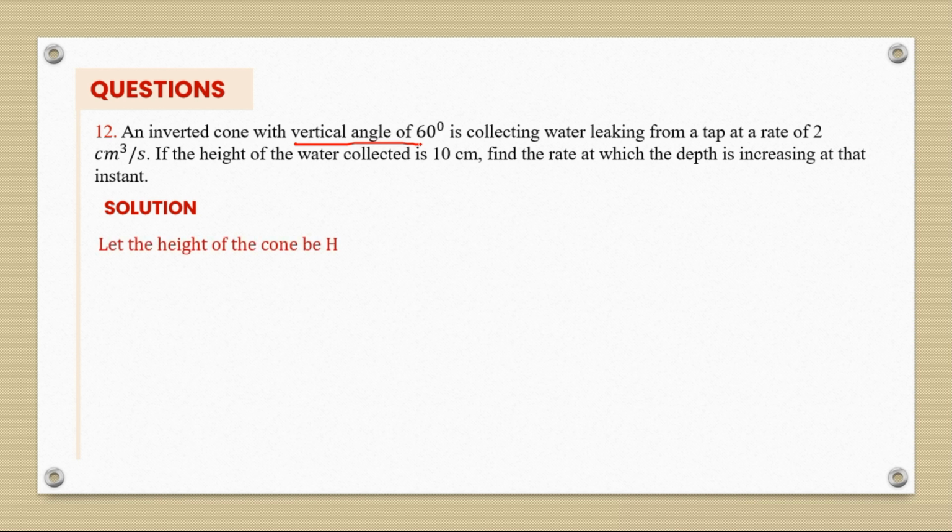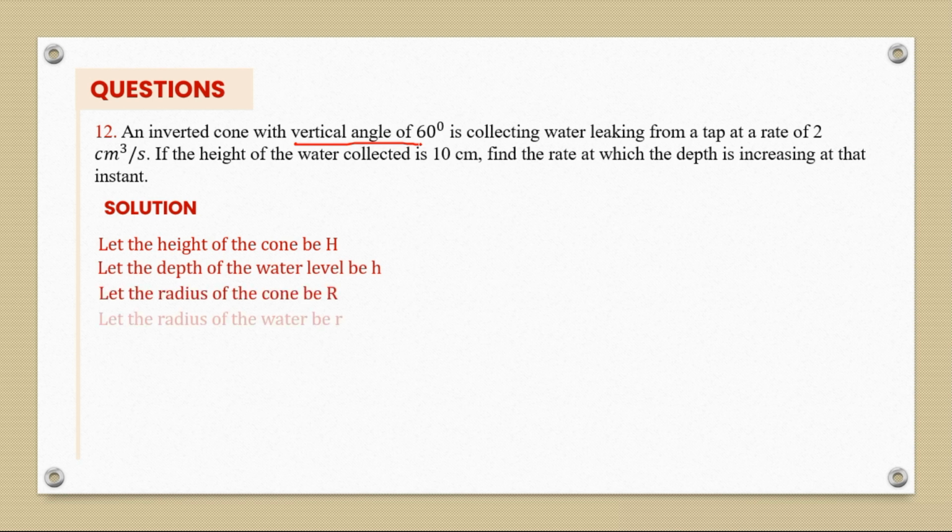So as with the other number, we're going to let the height of the cone be capital H, and then we're going to let the depth of the water level be small h. Let the radius of the cone be capital R. Let the radius of the water be small r. So you can see we've been given that the rate of change of volume, dV/dt, is equal to 2 centimeters cubed per second. So again, we're also looking for dh/dt because we're looking for the rate at which the depth is increasing at that instant, and then we've been told that h is 10 centimeters.